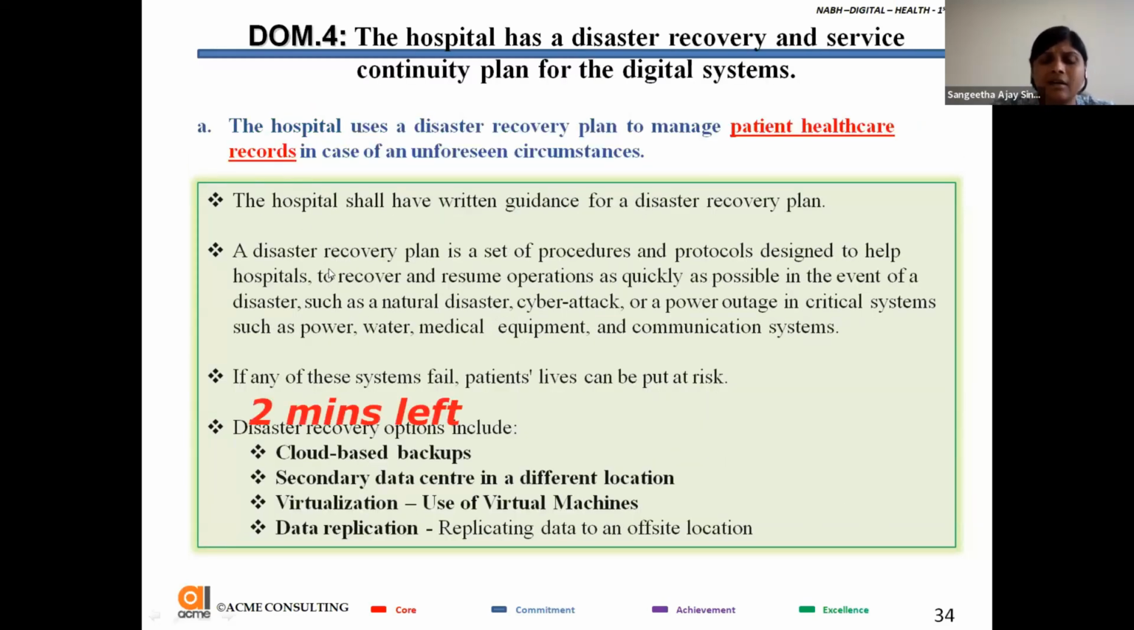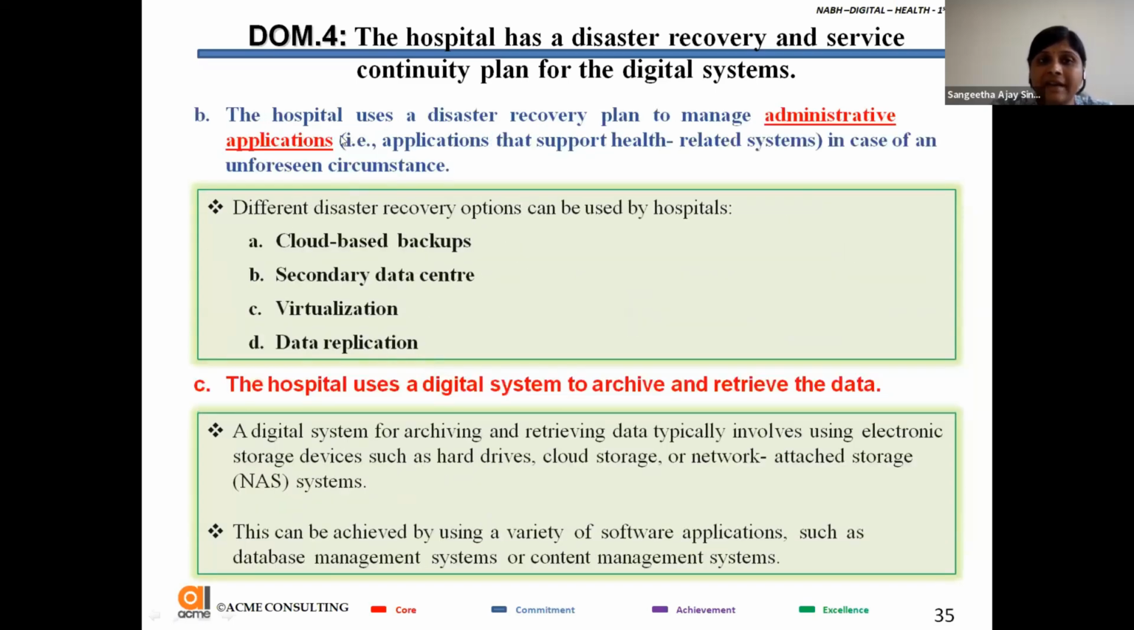And when it comes to the disaster recovery plan, there needs to be a policy and procedure to manage the disaster, and also to manage the recovery of the hospital data if any unforeseen incidents happen. And for that, the hospital should write a policy and procedure. And after having a policy and procedure, in case any disaster happens, how do you recover the data?